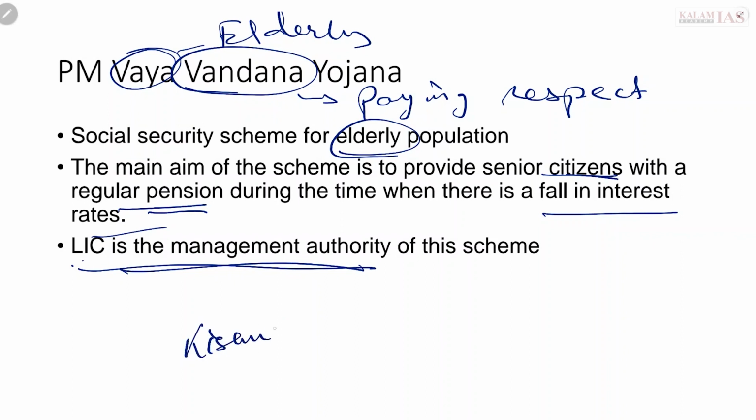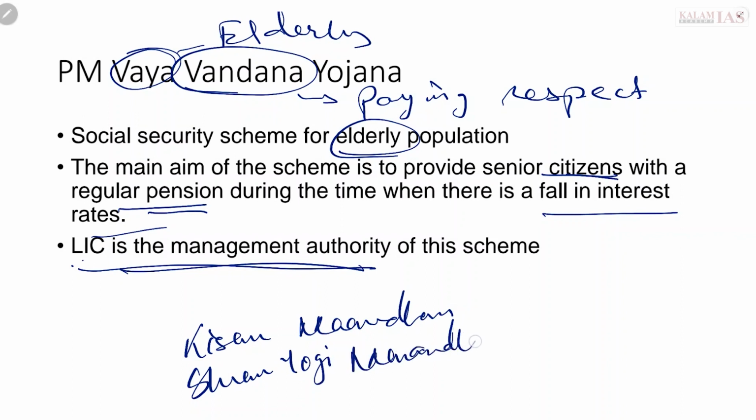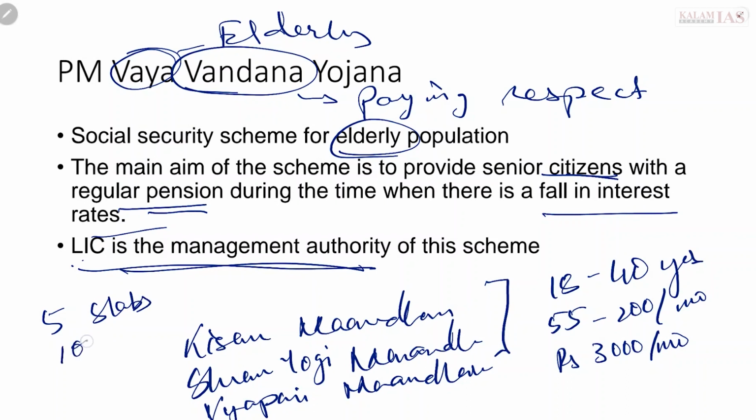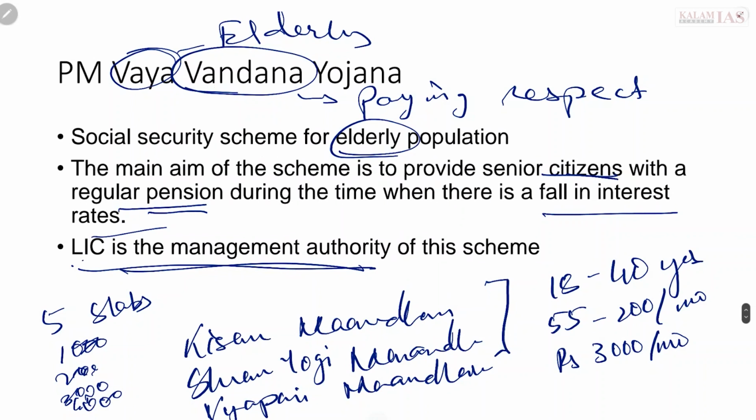So, Kisan Mandhan, Shram Yogi Mandhan, and the Vyapari Mandhan, all of these provide for 18 to 40 years joining age, 55 to 200 rupees per month contribution, and rupees 3000 per month pension. Alright, only the Atal Pension Yojana provided for 5 slabs of rupees 1000, 2000, 3000, 4000, 5000, etc.